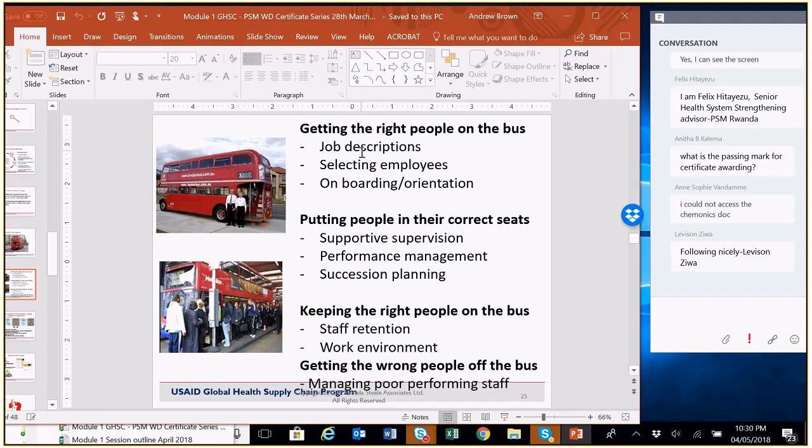And once they're on the bus or in the organization, they should need to be onboarded properly and orientated to their activities so they can be as productive as possible. Big thing here, getting the right people on the bus.